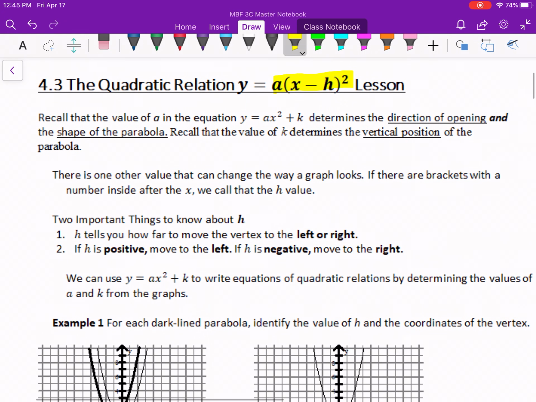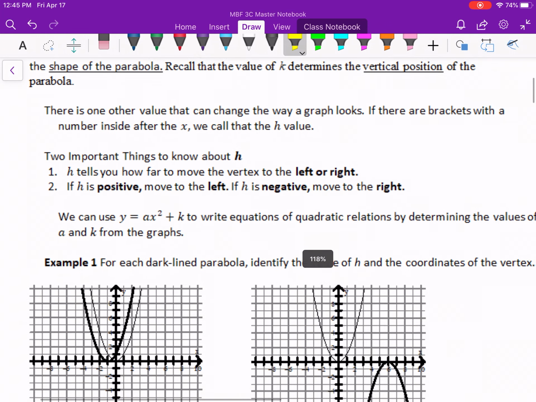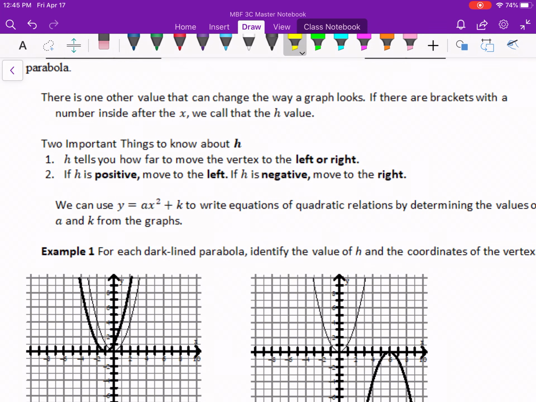Again, h is never going to be a letter when we look at it in an actual question. It's going to be a number, and it's going to tell us our horizontal shift. The two important things we need to know are, first of all, it tells you how far to move the vertex to the left or right, horizontally. And the other important thing is that it's the opposite of what you would expect.